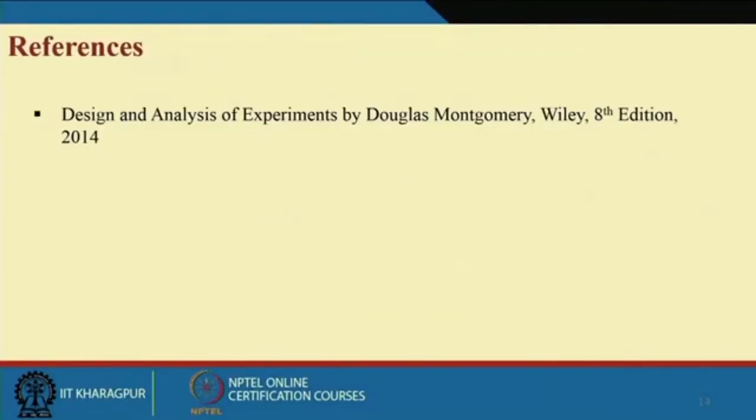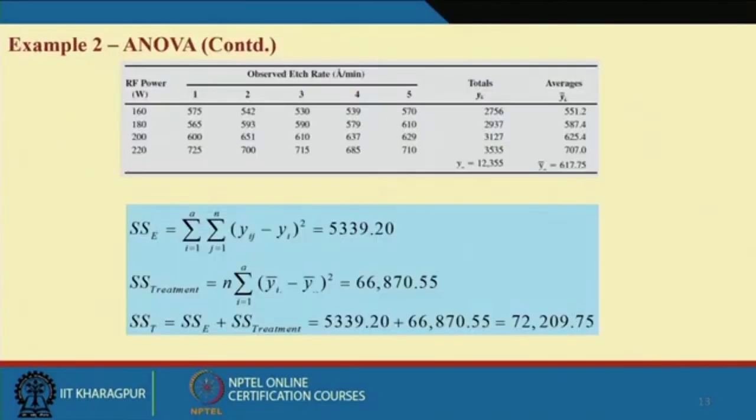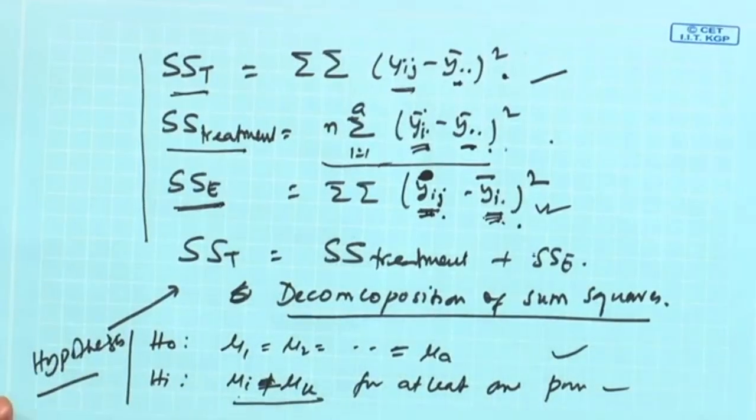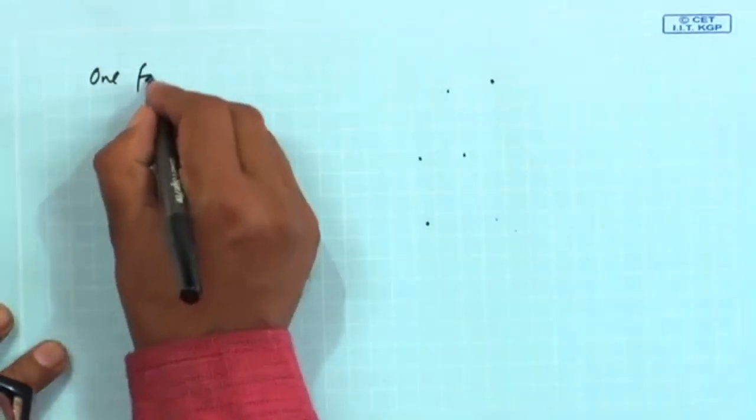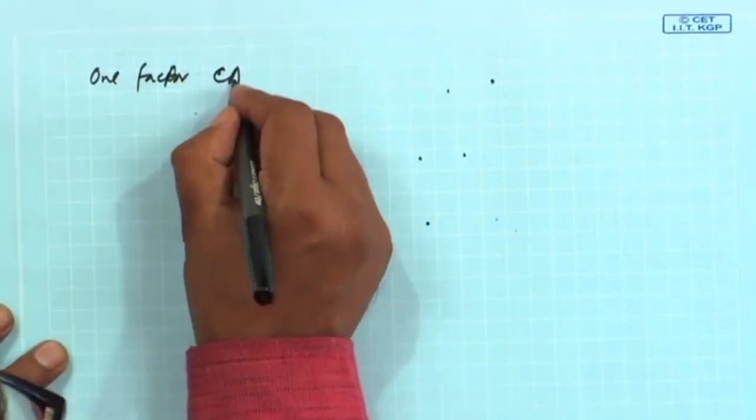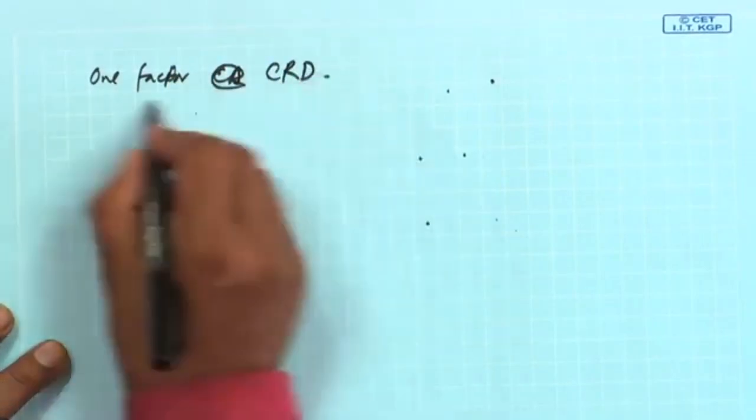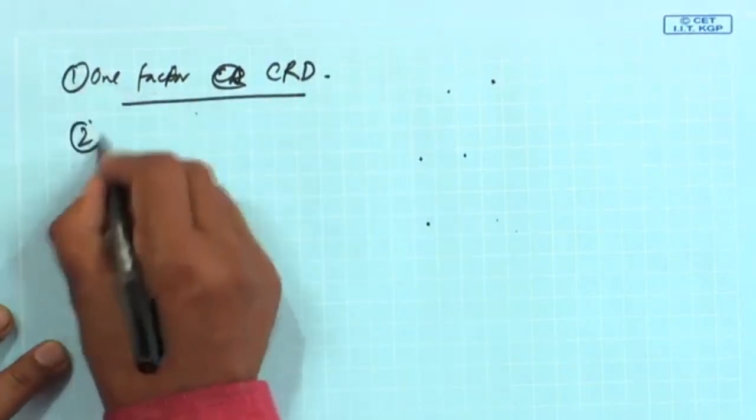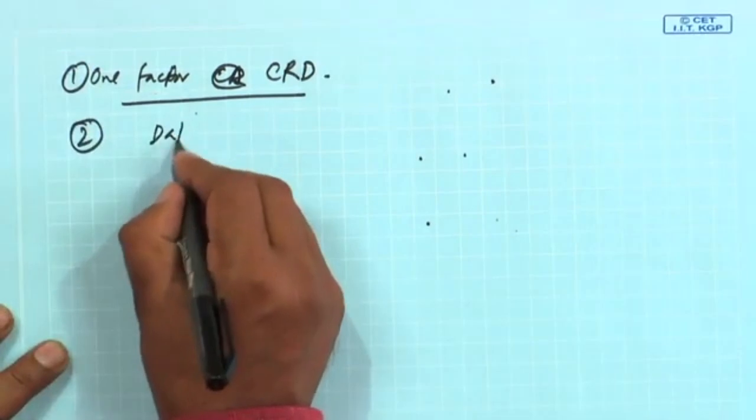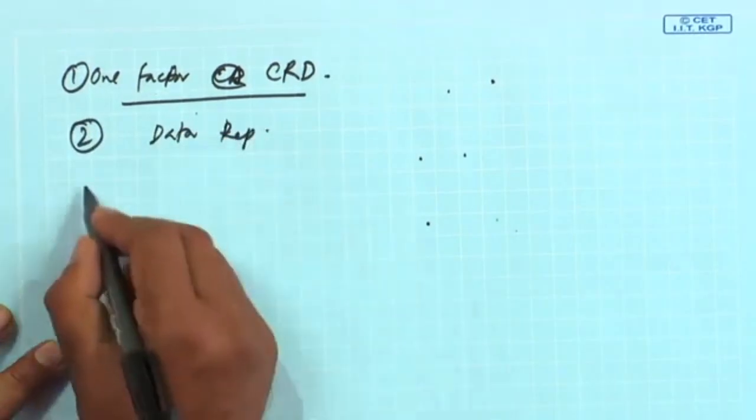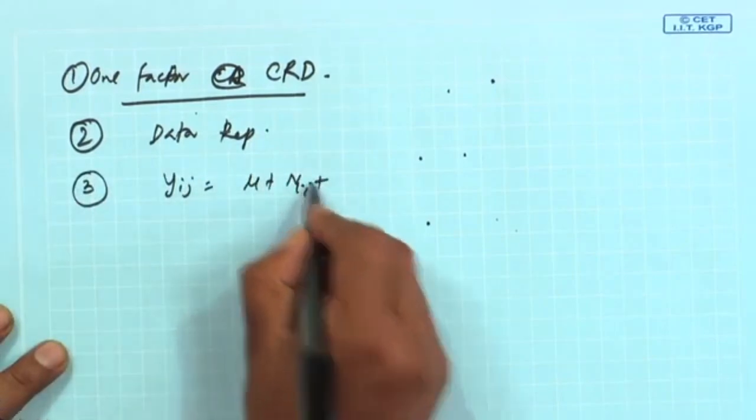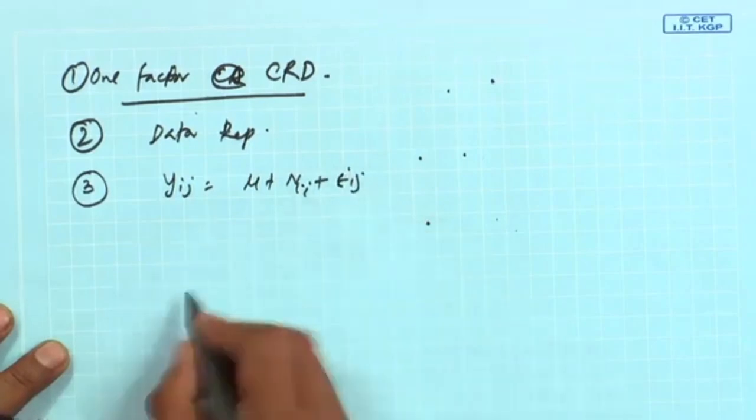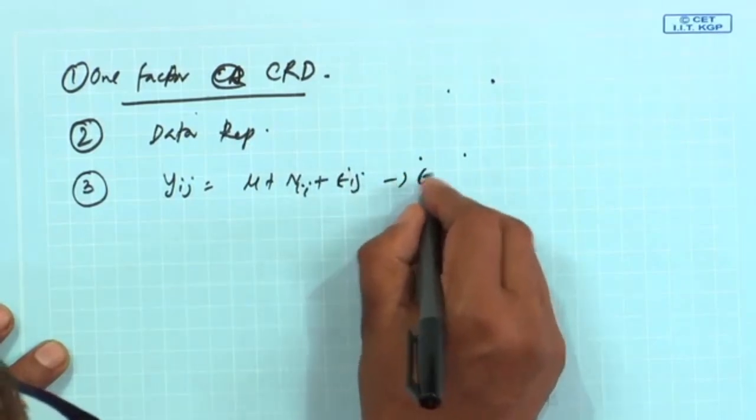So, this is the decomposition of sum of squares. I hope that you understand. So, what have we discussed? We have discussed the one-factor CRD, completely randomized design. Then we have seen the data representation in tabular form. Then we have seen the ANOVA model, and then the effects model.